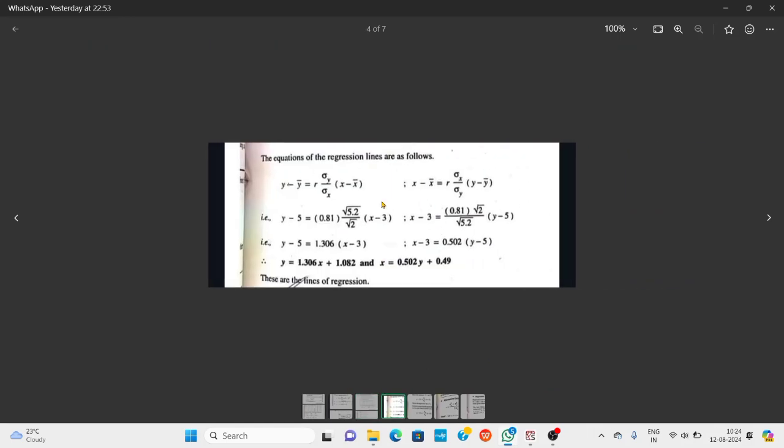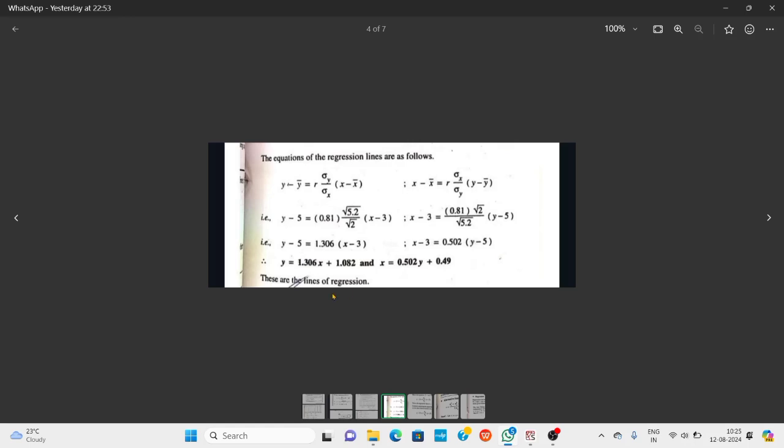By substituting r in these formulas, y minus y bar is equal to r sigma y by sigma x into (x minus x bar), we will get y is equal to 1.306x plus 1.082. Substituting r in x minus x bar is equal to r sigma x by sigma y into (y minus y bar), we'll get x is equal to 0.502y plus 0.49. These are the lines of regression.